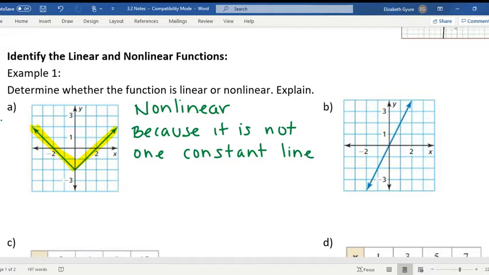Can you see it up here? Do you want me to turn off another light? It's okay? Okay. All right.